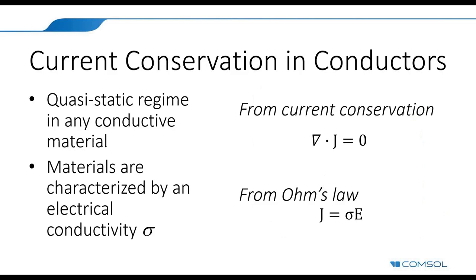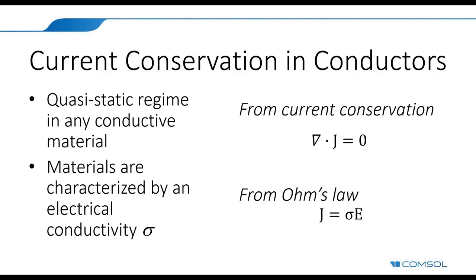And here also I'm recalling the corresponding equation. So the current conservation equation is divergence of J equal to 0, where J is defined from Ohm's law. And to define J, we need the electrical conductivity, sigma. So again, that's a material property which is defined for any conductive material.